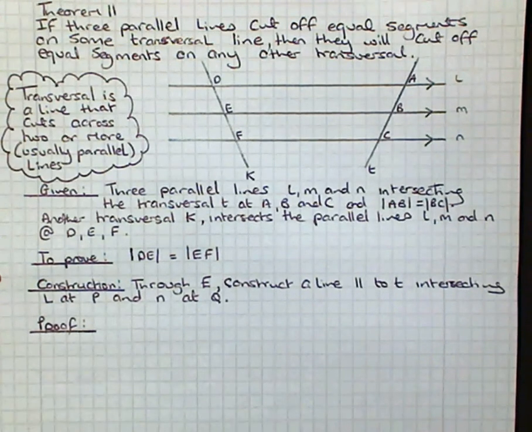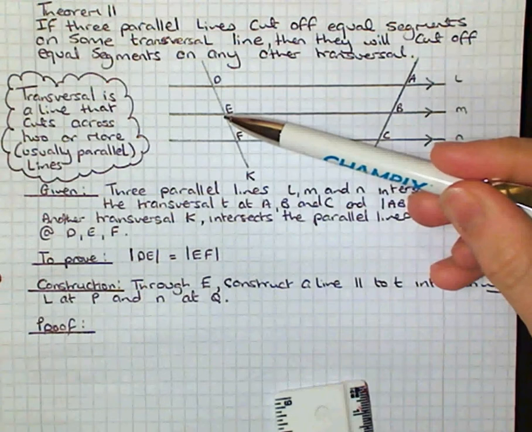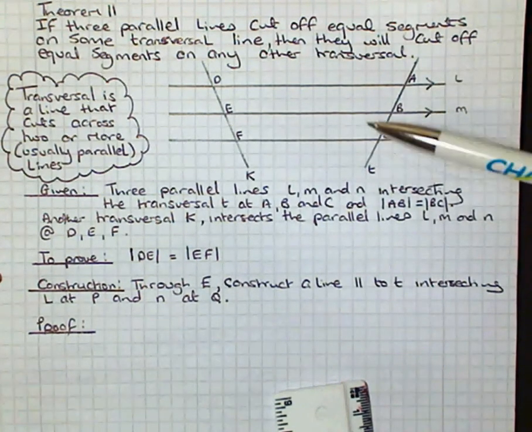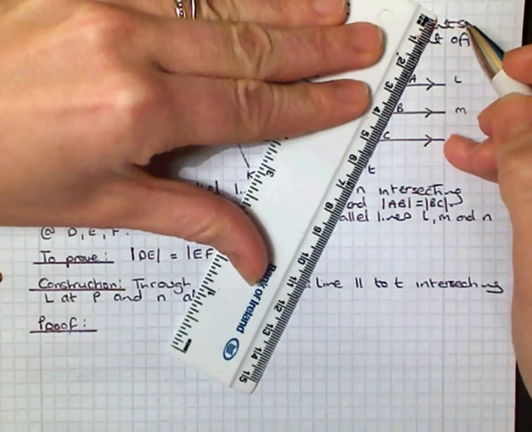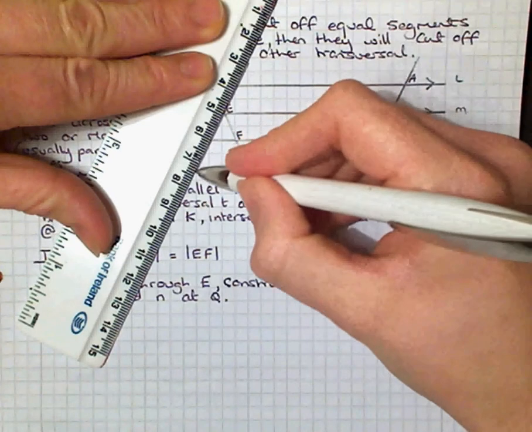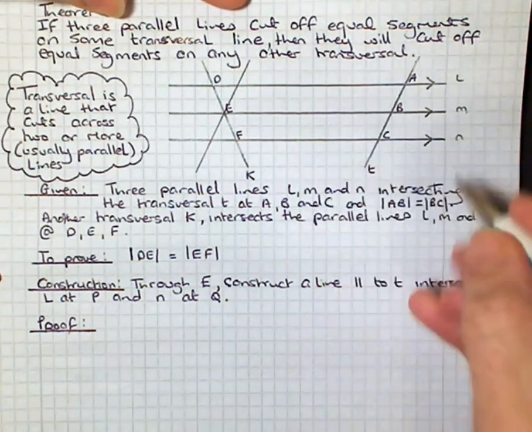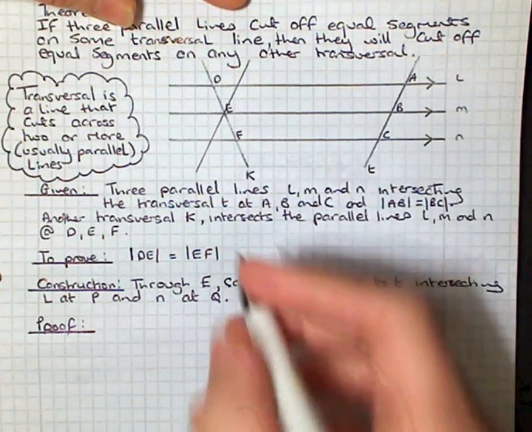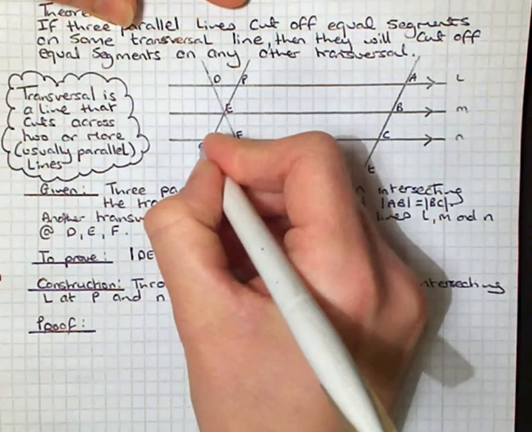Now the next thing is a construction. On our diagram we're going to construct a line that goes through the point E and is parallel to the transversal T. Okay, so to do that, just simply like that, we draw our line, and our line is going to intersect the line L at P and intersect the line N at Q.